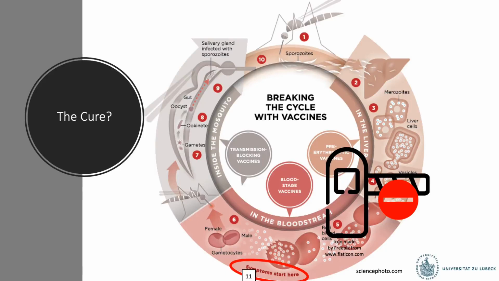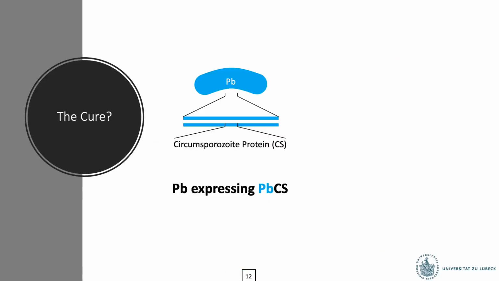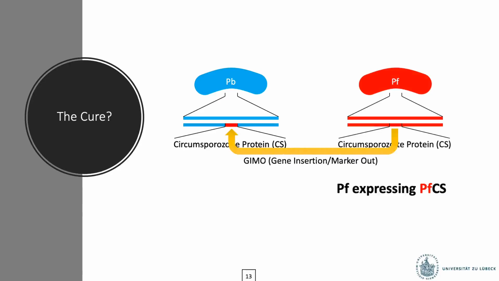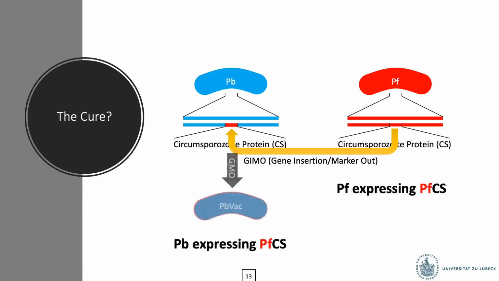Plasmodium organisms express a highly conserved protein, the circumsporozoite protein, or CS, on their surface, but only during the sporozoite and early hepatic stage. So they genetically modified PB to express the CS protein of Plasmodium falciparum instead, using the gene insertion marker out protocol, which makes it much easier to select for correctly transfected Plasmodium in culture, which resulted in a genetically modified Plasmodium species, naturally attenuated to express CS protein in human liver, but proliferate no further. This strain they called PB-VAC.